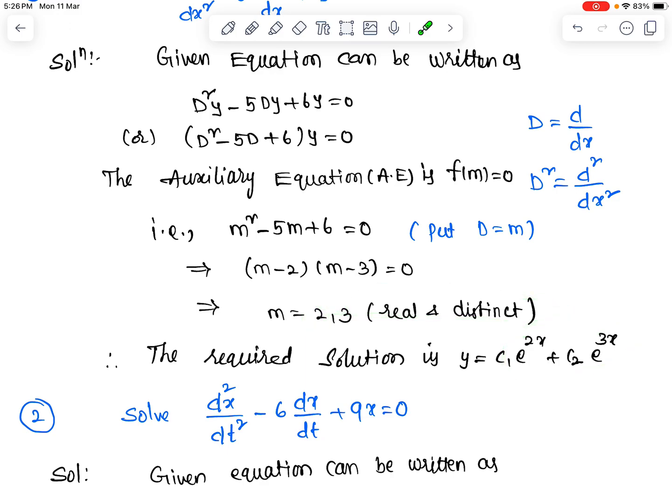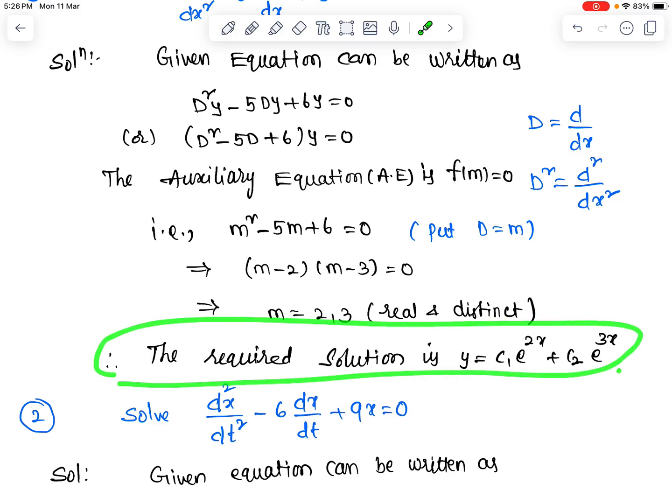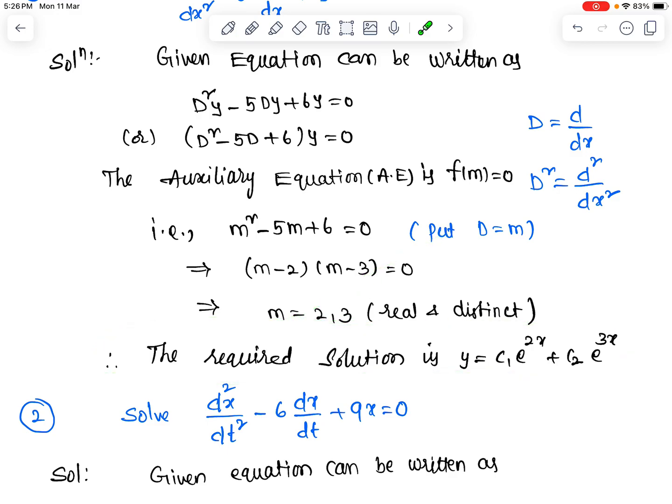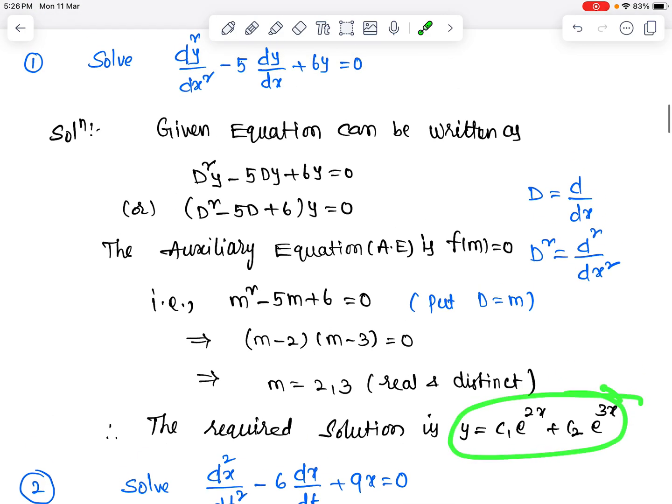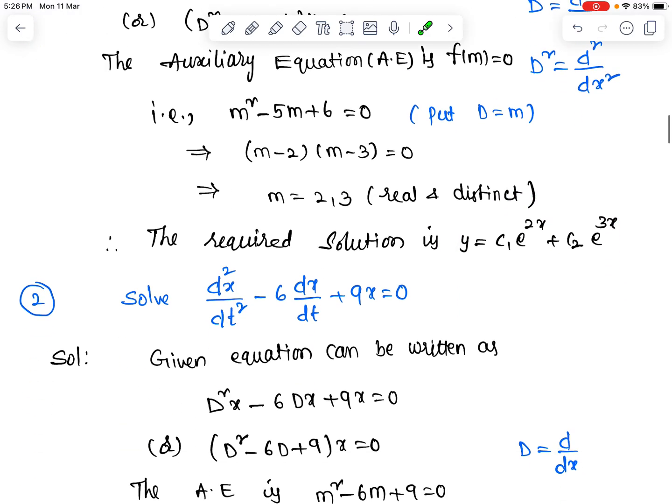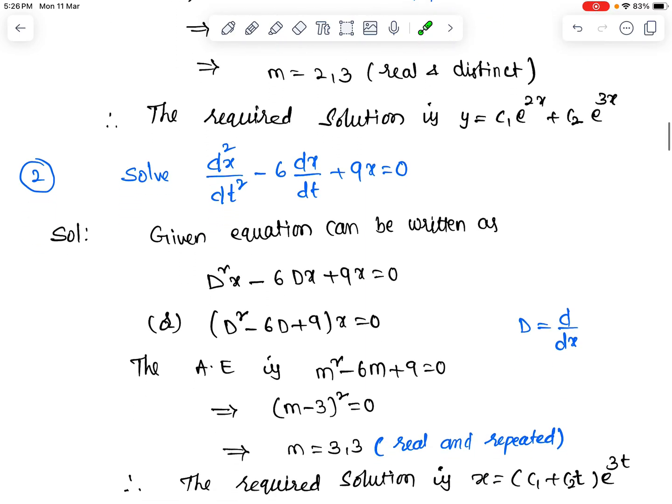That is, y is equal to c1 into e power 2x plus c2 into e power 3x is the required solution for the given differential equation. Okay, it is the complementary function. Complementary function is the general solution for the given differential equation, because q is equal to 0. Now this is the solution when the given roots are real and distinct.